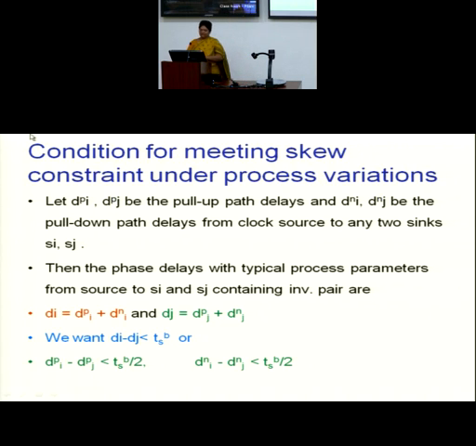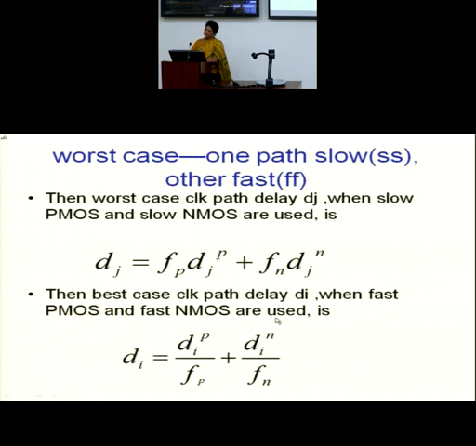Okay, so now I say that DPI and DPJ must be less than TSB by 2. 50-50% I am allocating, and DIN and DJN must again be less than half of TSB. Now I introduce the fast and slow devices concept. In the worst case condition, one path becomes very slow and one path becomes very fast. All devices become slow in one path and all devices become fast in the other. So suppose the DJ path is becoming slow.